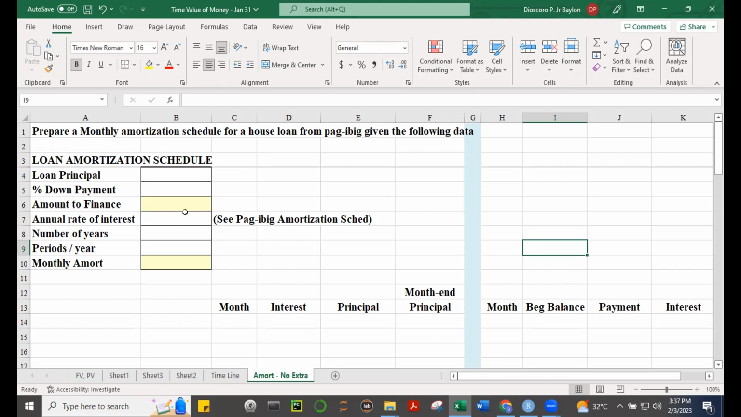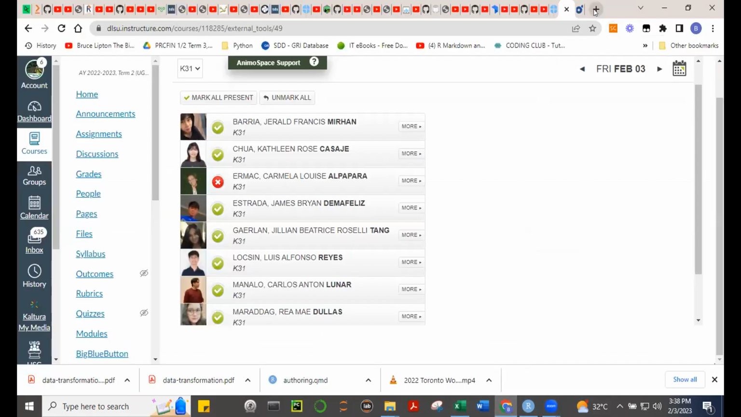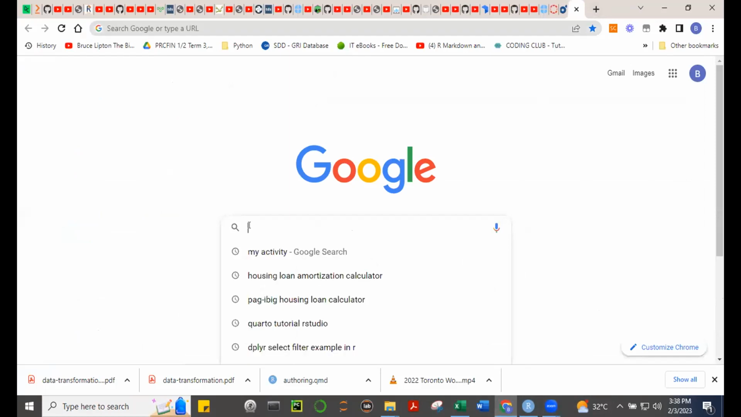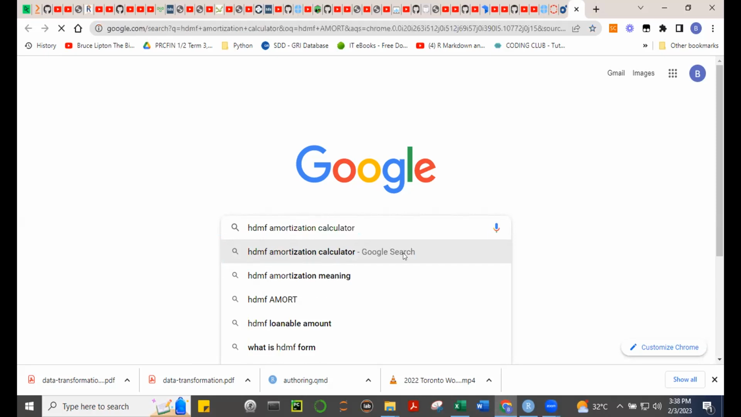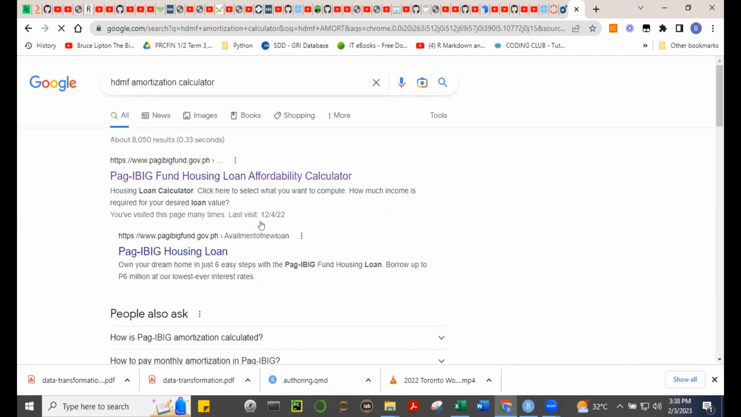Okay, but first let's go here and learn how to construct an amortization schedule. We're going to use as an example the Pag-ibig amortization schedule. Let's see, HDMF amortization. HDMF, that's Home Development Mutual Fund amortization calculator. Let's see if we can find this here. Let me go here, Pag-ibig housing loan.